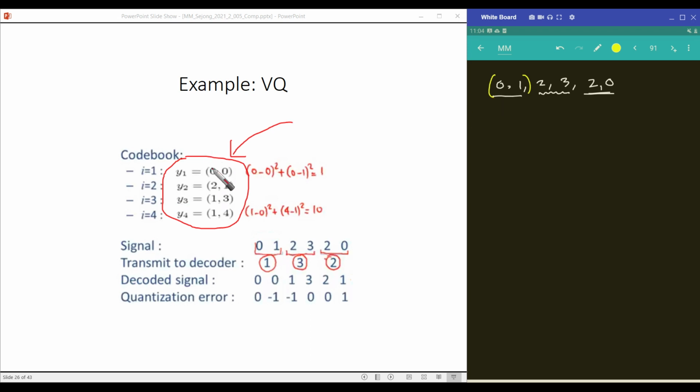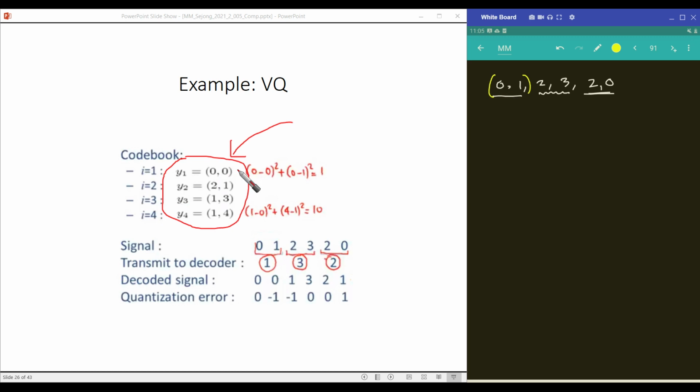Now see this 0 1. Which one from these four vectors is closest to this one? We'll have to find that out, right? The very first vector that we have in our code book is 0 0. Can we replace this 0 1 with this 0 0, or which one? We'll have to find out the distance.